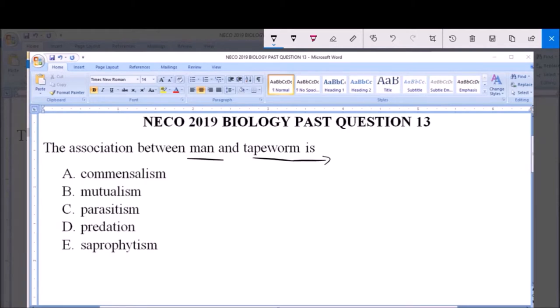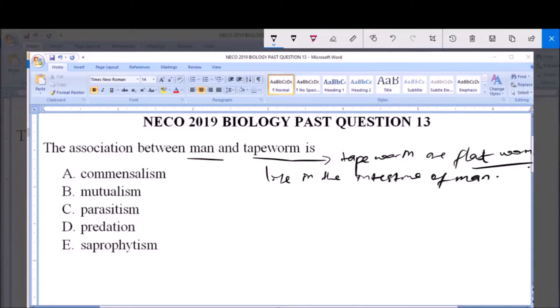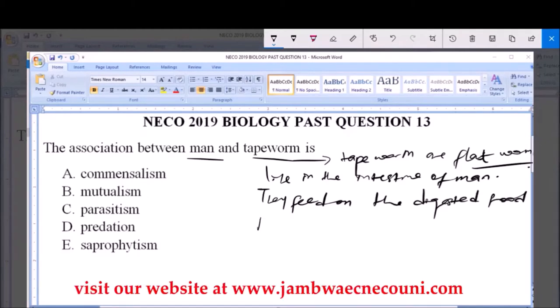Now, like we know, tapeworms are flatworms. They belong to the phylum Platyhelminthes. So they are flatworms. And these tapeworms live in the intestine of man. Their activity in the gut of man is that they feed on the digested food present in the intestine.